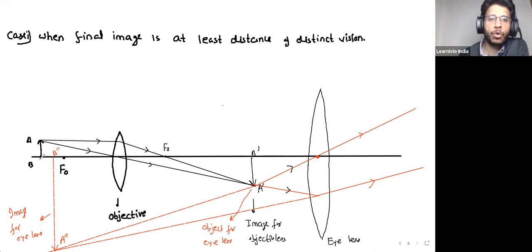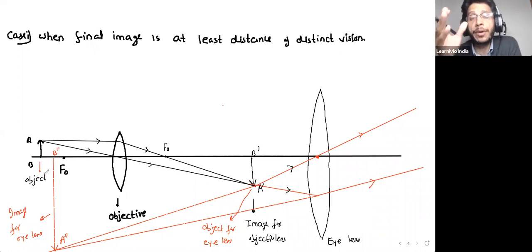So this is AB. What is AB? It's the object for the objective lens. Then you have A prime, B prime. What is A prime, B prime? It's the image for the objective lens. And this A prime, B prime is the object for the eye lens. And this A double prime, B double prime is the image for the eye lens.